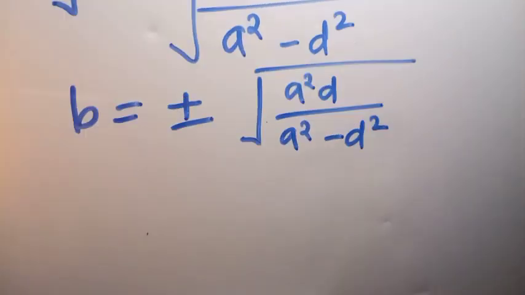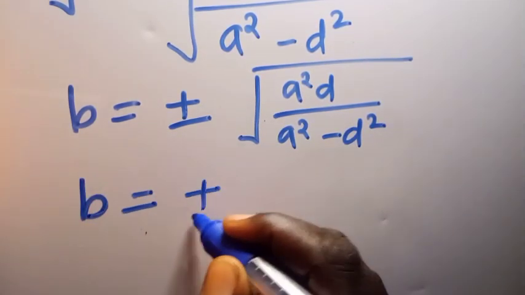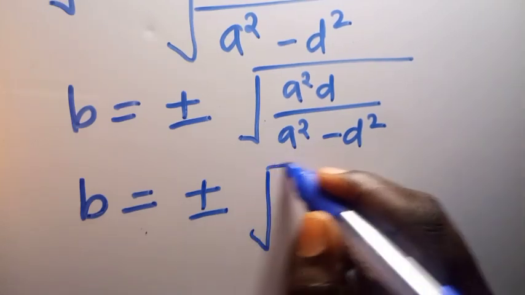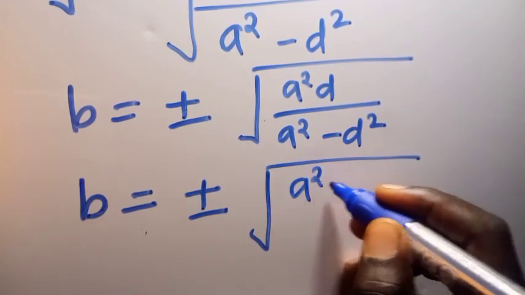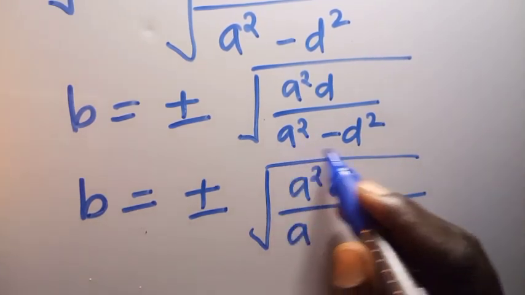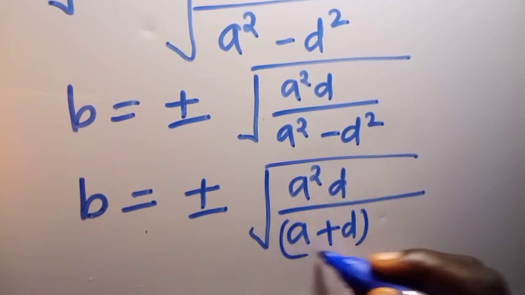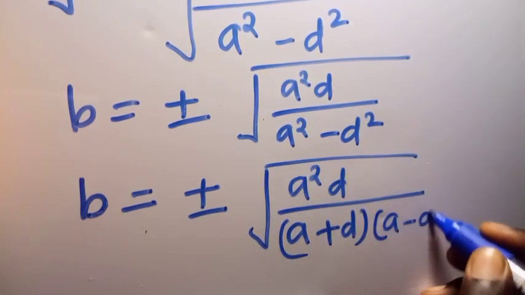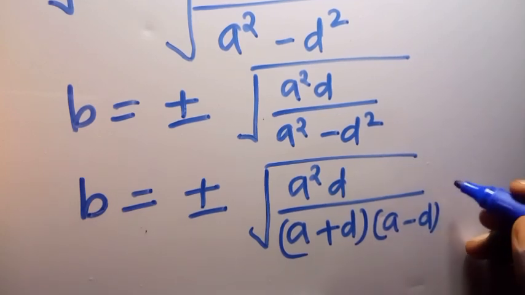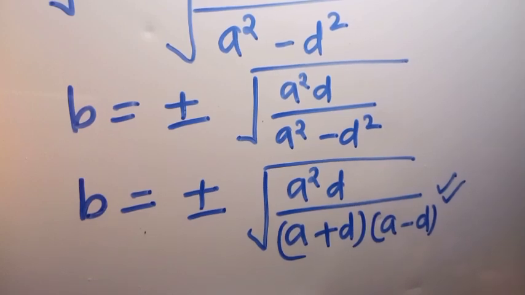Then from there, we can have our B as plus or minus the square root of A squared D all over A squared minus D squared. This is a difference of two squares, and it can be A plus D, then A minus D. And that is the answer that we shall have in making B the subject of the formula. We have made B the subject of the formula at that point.